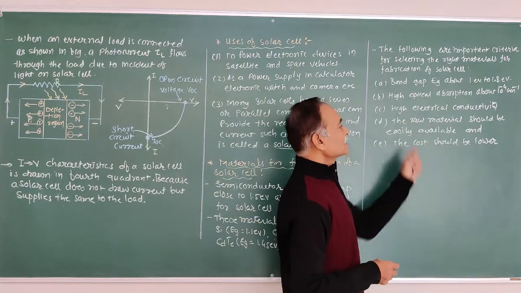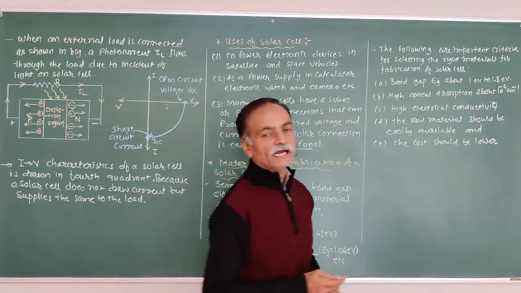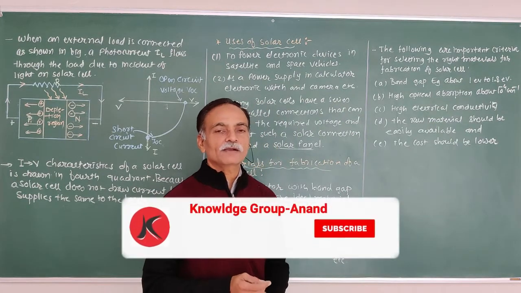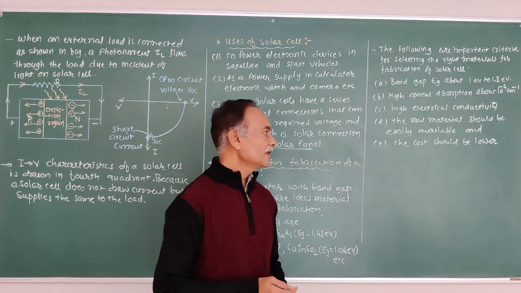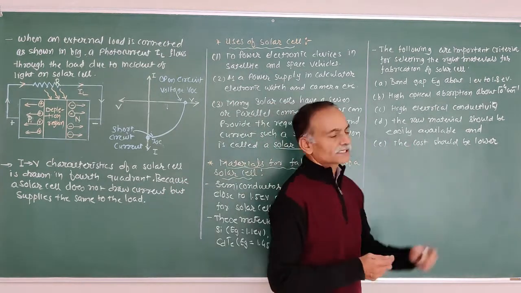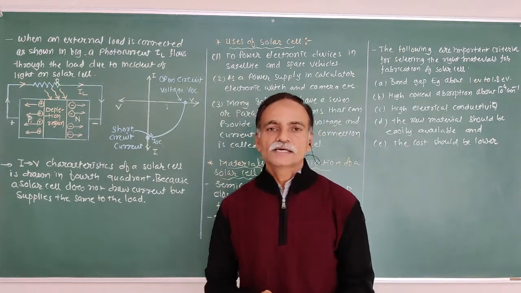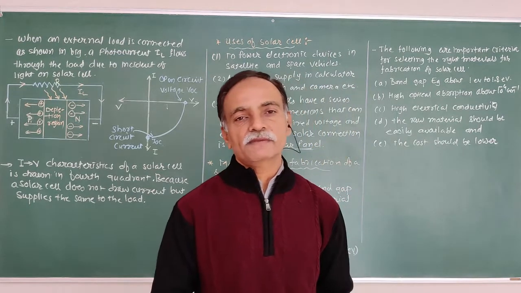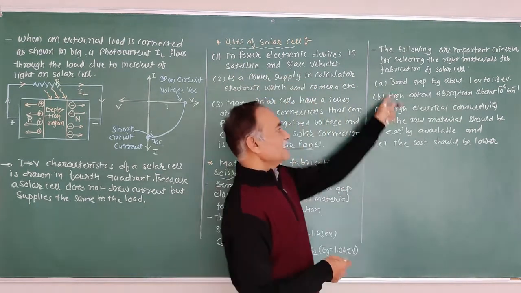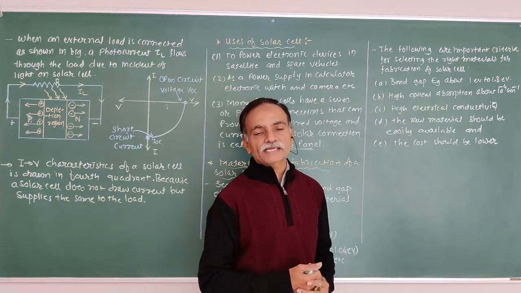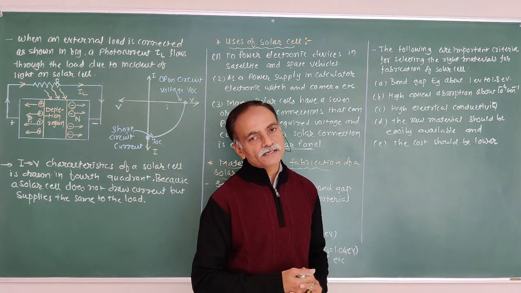Next, the raw material should be easily available. This material being easily available is good. And next, the cost should be lower. The cost of this type of material must be less. So these are the criteria to select the ideal material for fabrication of a solar cell.